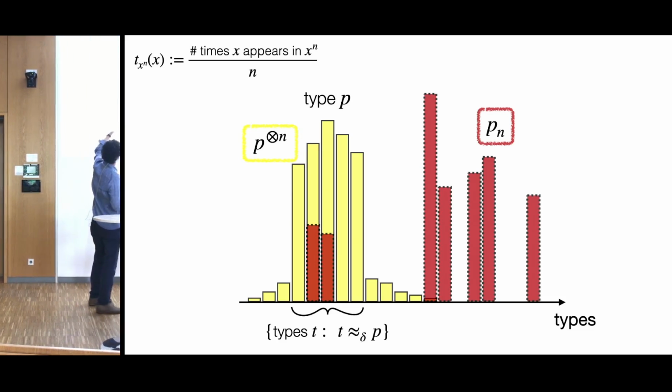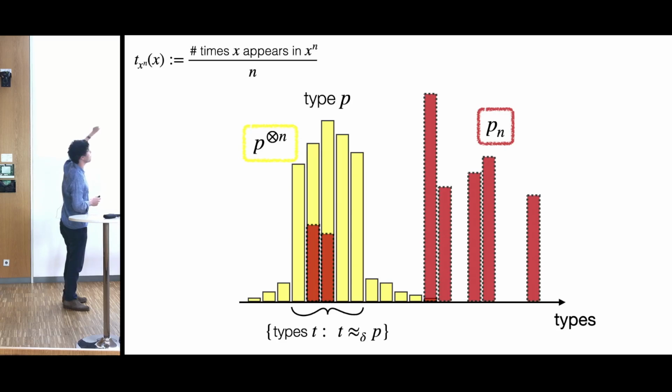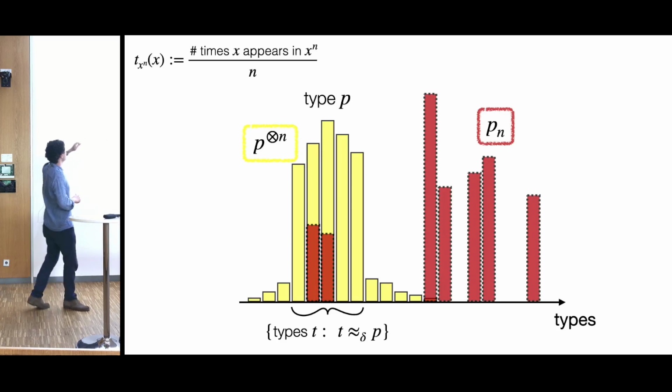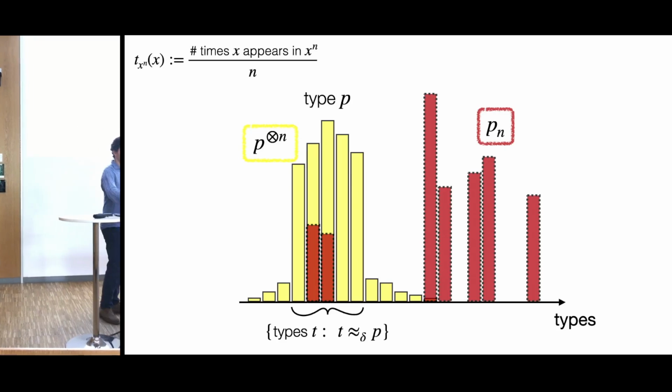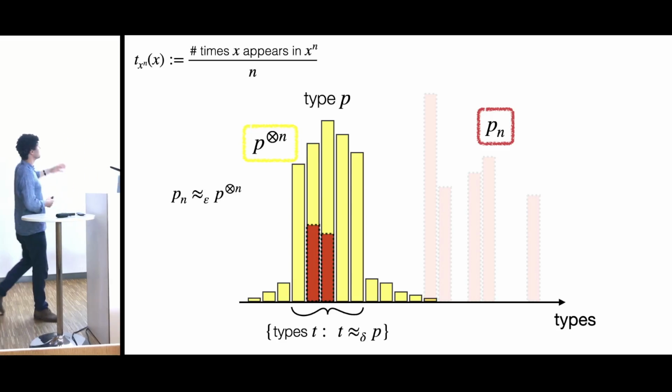So we have this P tensor n, which is an IID probability distribution. It's concentrated by the law of large numbers around type P. And then the only thing we know is that we have another Pn, which is epsilon close to P tensor n.